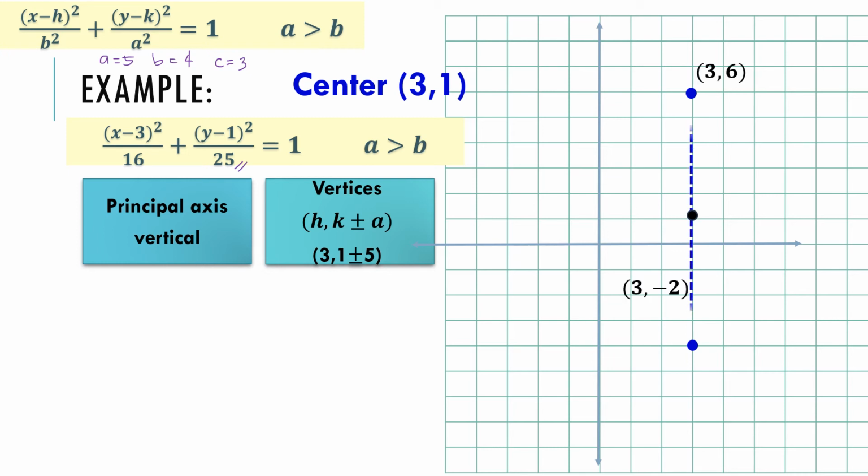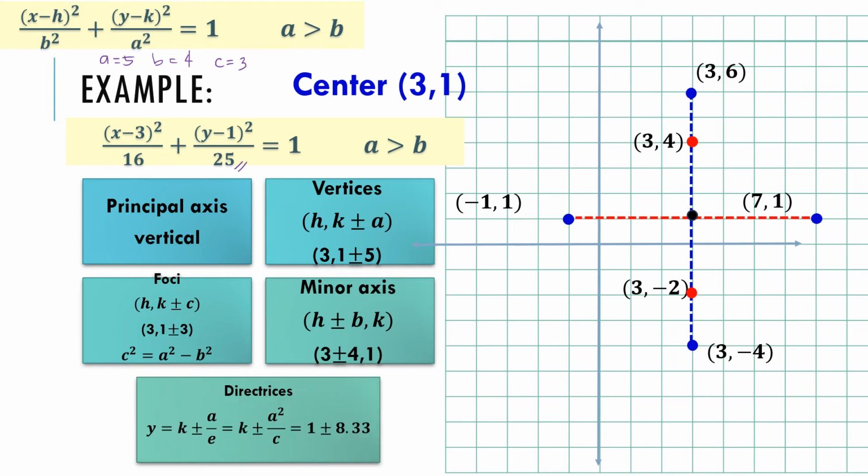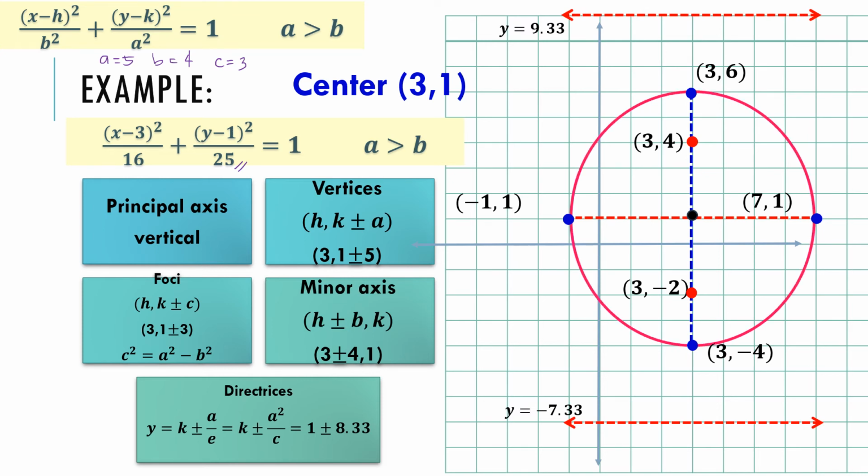Next, foci, plus or minus c, up and down by c units, or 3 units. You can also just count the cells if you don't want to compute. The minor axis is b units left and right of our center. And the directrices are y equals. So our graph is this.